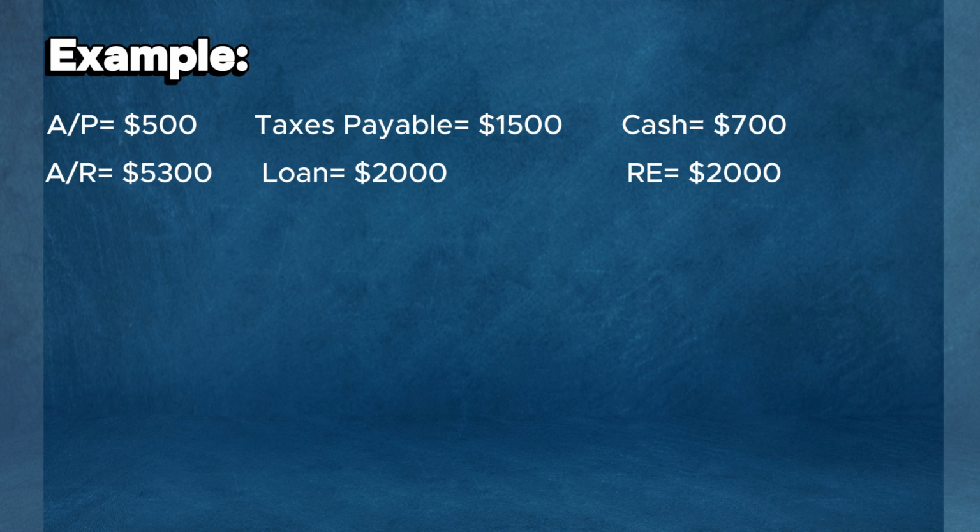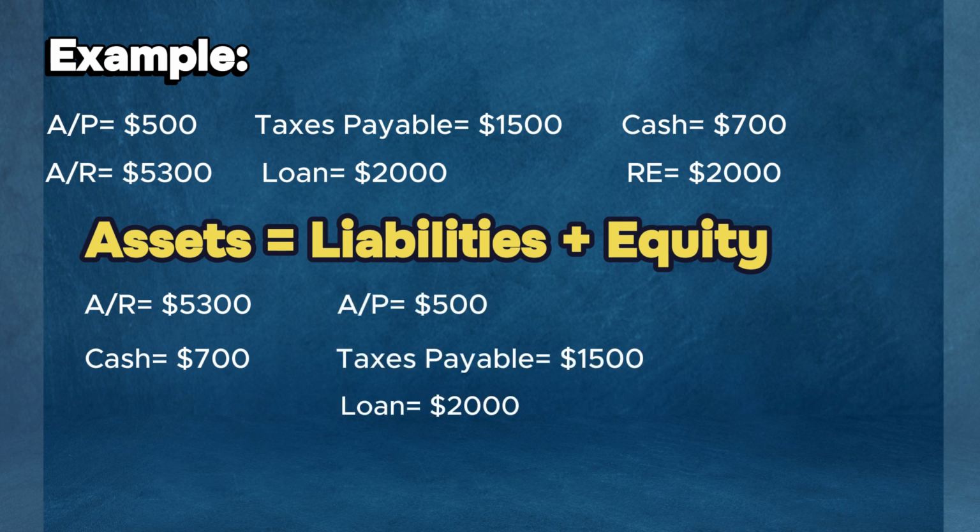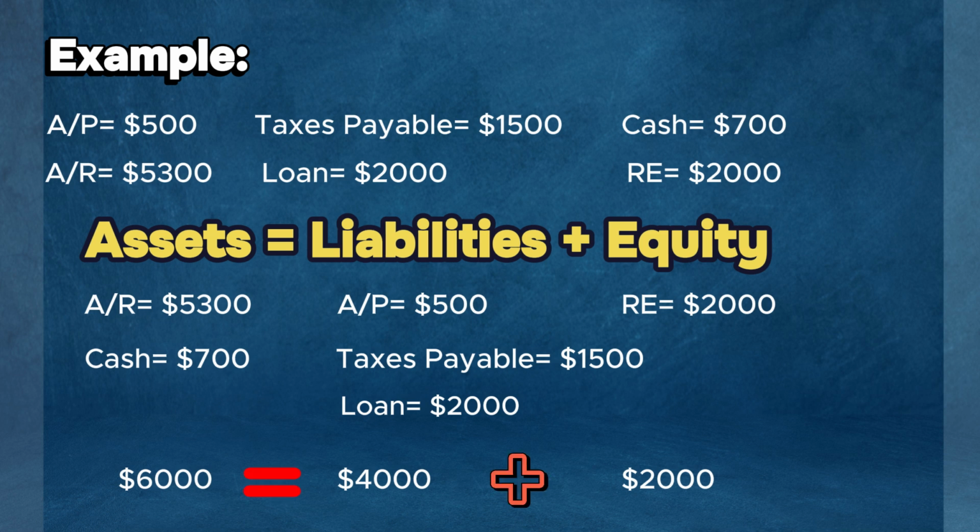Now let's try to arrange them under their proper category. Accounts receivable and cash will fall under assets. Accounts payable, taxes payable, and loan will fall under liability, and the retained earnings will fall under equity. If you sum the assets, the total is 6,000. If you sum up the liabilities, the total is 4,000. And if you sum up the equity, the total is 2,000. So total assets are 6,000 and the total of liabilities and equity is 6,000. So this balances and satisfies our accounting equation.